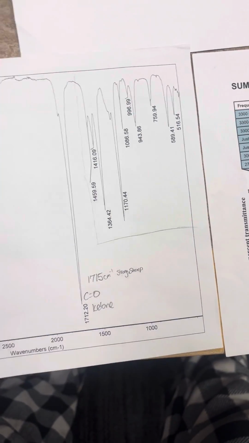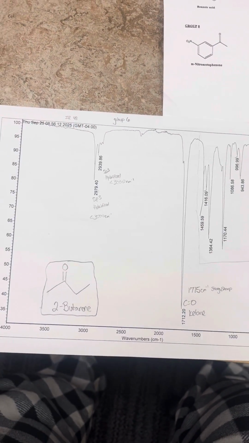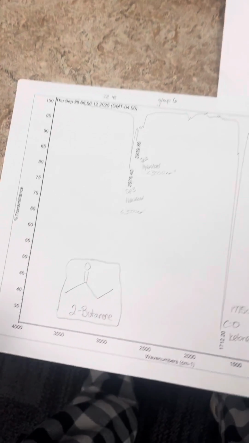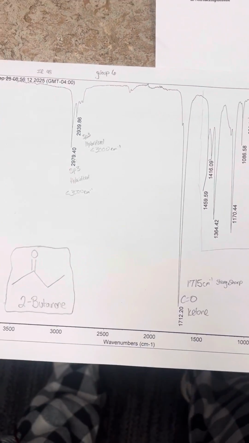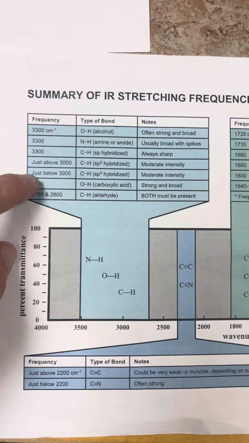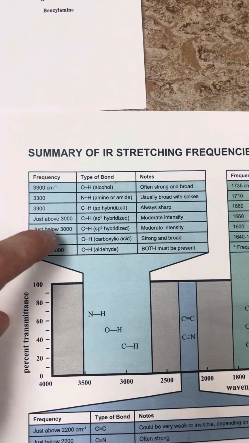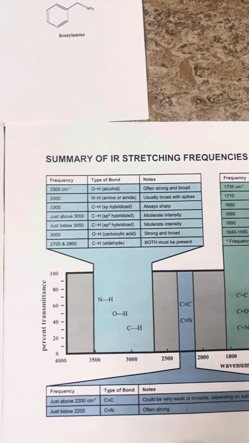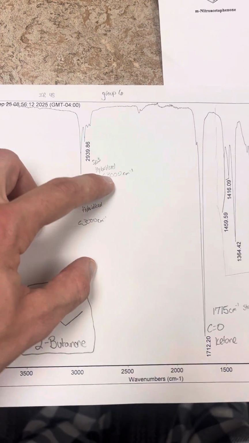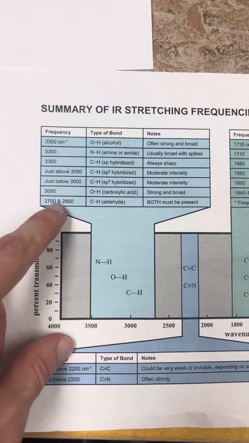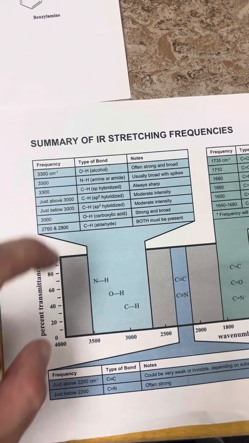All right, so now we're going to be labeling the spectrum here. Our first peak we're going to start off with is just below 3000. That is sp3 hybridized, as you can see here, just below 3000. And then the next one we got is another sp3 hybridized, similar to what I said before.